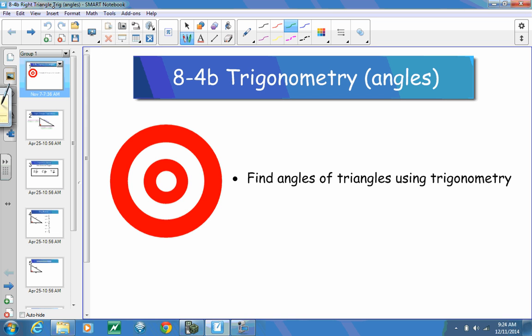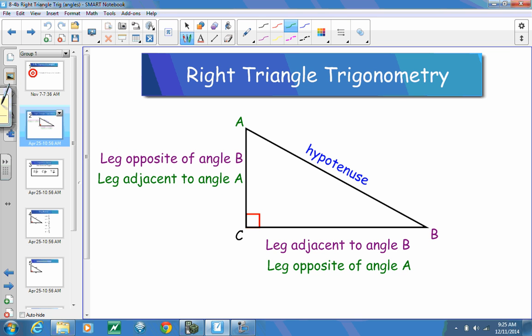All right, now that we know how to find missing sides of a right triangle using trigonometry, we're going to look at how we find the missing angles of right triangles. Just a review from yesterday: we need to be able to identify the sides of a right triangle, knowing that the hypotenuse is always the longest side, which is opposite your 90-degree angle. And your two legs are either going to be an opposite side or an adjacent side, based off of which angle you are working with.